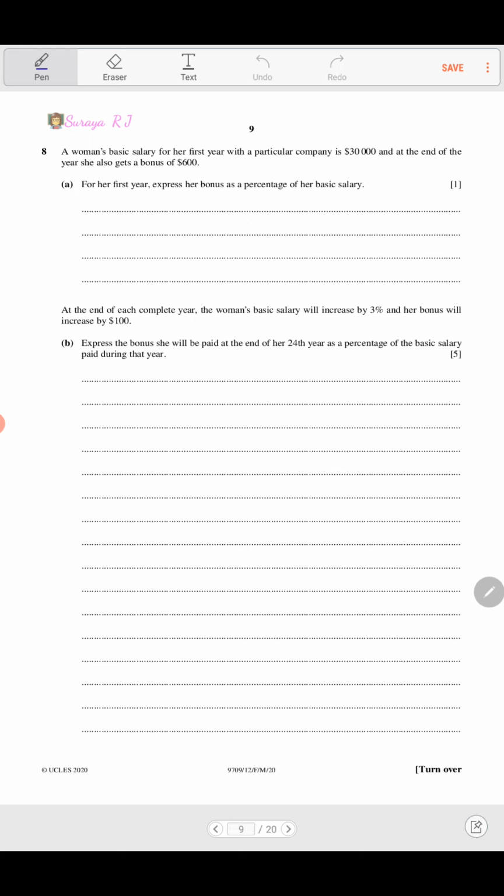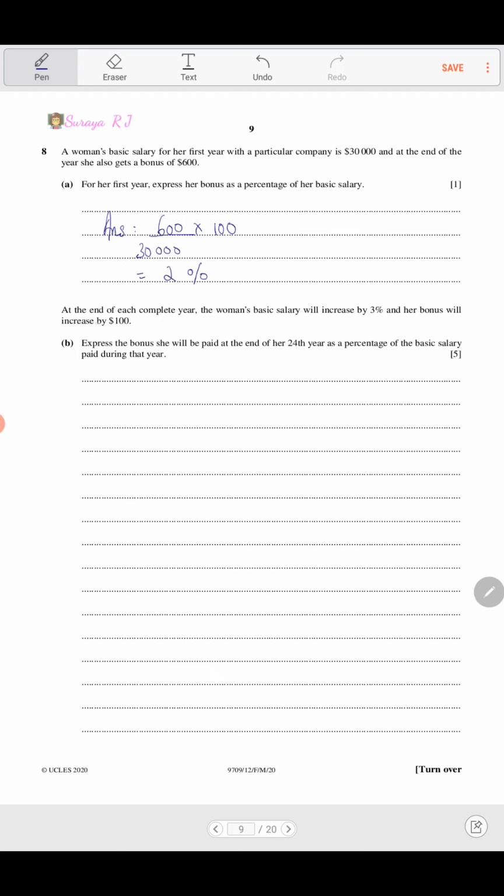Question number 8. A woman's basic salary for her first year with a particular company is $30,000, and at the end of the year she also gets a bonus of $600. For her first year, express her bonus as a percentage of her basic salary. This is quite easy. So the answer is take the bonus 600 over her basic salary 30,000 times 100, which is 2%.